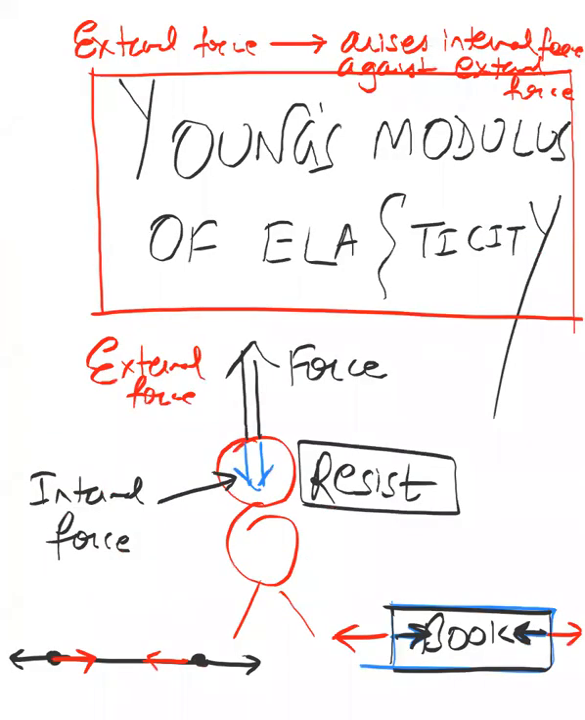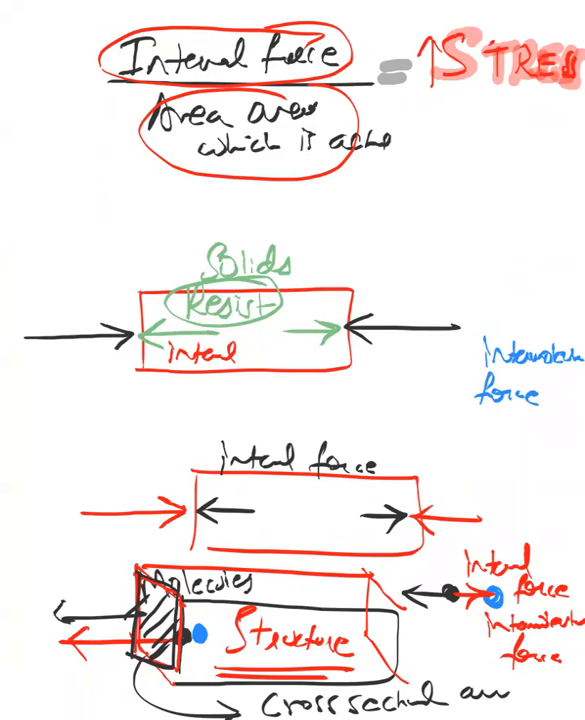First, I told you about resistance. We resist everything. Whenever there is an external force, an internal force always exists. Second slide, I told you that this internal force is because of the structure of the body. It is because of the intermolecular forces acting between the molecules of the body. When you try to stretch one molecule, the other molecule will try to apply an equal and opposite force. That kind of force is called internal force. It is inside the body, not outside the body. And that internal force upon the area over which it is acting gives rise to stress.